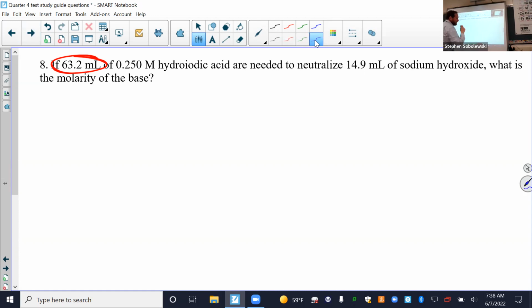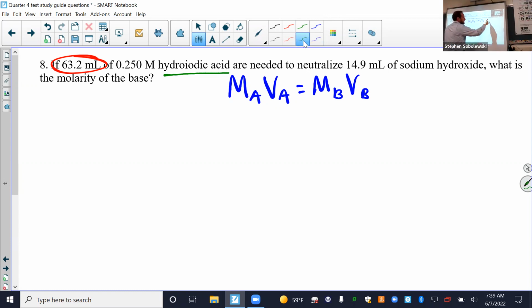So for titration problems, I always ask myself one question first. I say, can I use my formula? Molarity 1, volume 1, or I should say molarity acid, volume acid equals molarity base, volume base. You can even swap those for 1s and 2s, and the question is, can I use that? It's only true if the acid and the base are in a 1-to-1 ratio. The way we can tell quickly if it's a 1-to-1 ratio is the number of H's in your acid. If it matches the number of OH's in your base, then it will be a 1-to-1 and you can use this. So hydroiodic acid is HI aqueous.